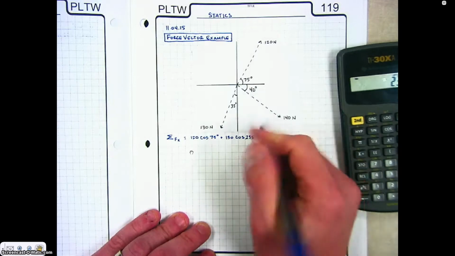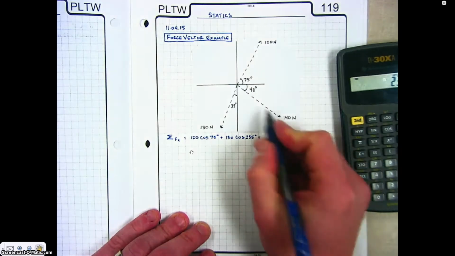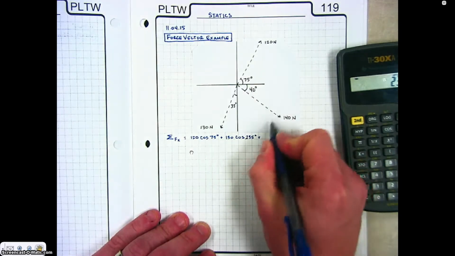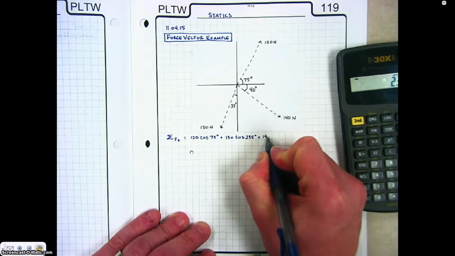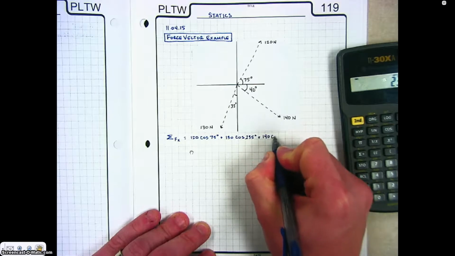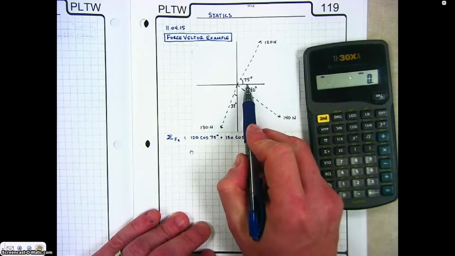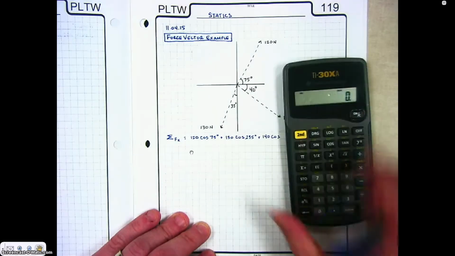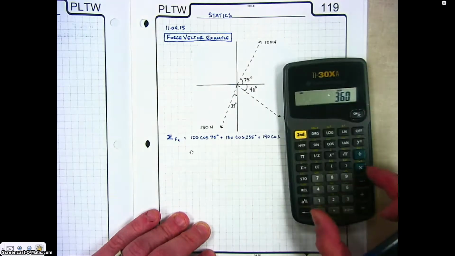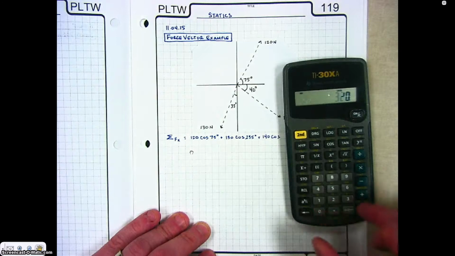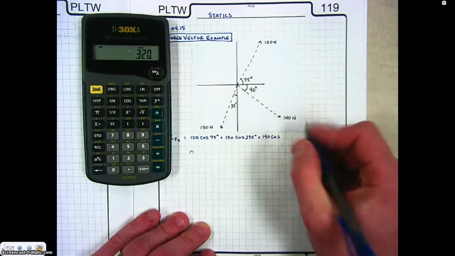All right? Then the next thing I'll do is add our last vector, 140 times the cosine of, this time we're in the fourth quadrant, so I take 360 degrees minus 40, and I get 320 degrees.